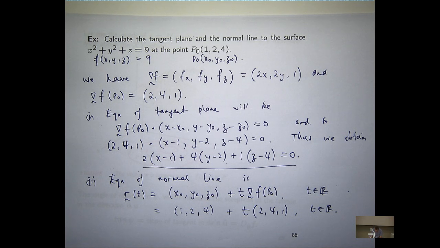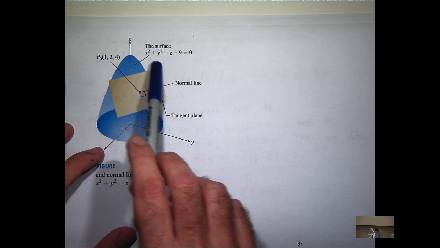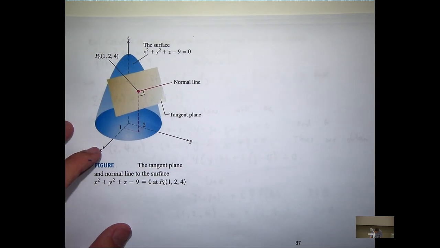Sorry? Is it okay if you write the coordinates vertically, like on top of each other? Oh, sure. If you want to write it as a column, say a column vector, no problem. I'm just doing that here to save a bit of space. Any other questions? Okay. So here's, like I said, here's the picture, here's the tangent plane, here's the normal line.